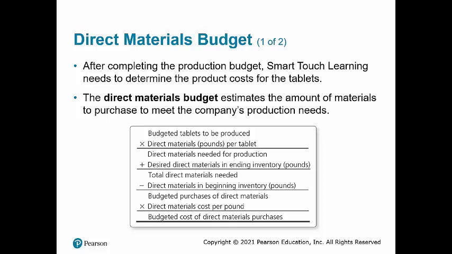Then we are going to calculate again desired direct materials in ending inventory using a calculation similar to the production budget to get total direct materials needed. Subtract the beginning inventory that's already in direct materials, and then that will give us the budgeted amount of purchases of direct materials. We multiply that by the cost of the direct materials, in this case per pound, and that gives us budgeted cost of direct materials purchases.